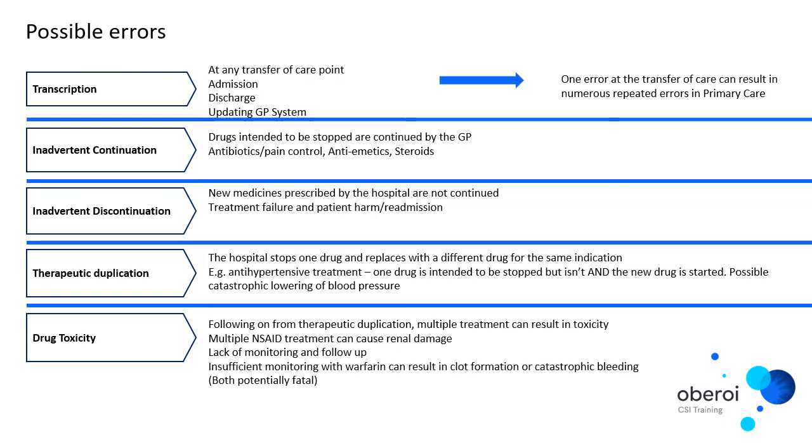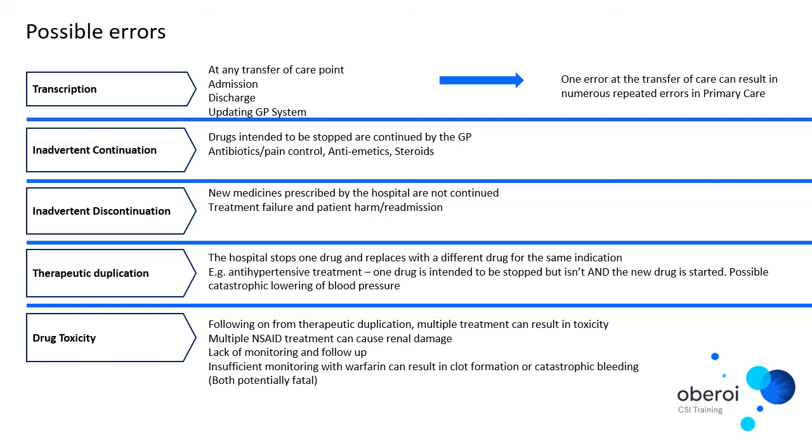So it's very important that this information is accurate. There could also be inadvertent continuation, so drugs that are intended to be stopped. So the consultant would say, okay, I'm going to change you from this to that, and the information isn't updated correctly at the GP's end. Some examples there. Or in the same way, inadvertent discontinuation, so new medicines prescribed at the hospital aren't continued.